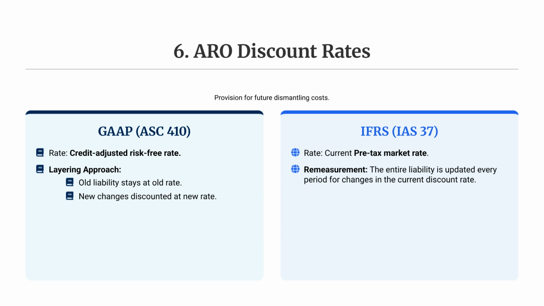Finally, for asset retirement obligations or cleanup costs, IFRS remeasures the liability every period using the current interest rate. The whole liability changes. US GAAP uses a layering approach. The old liability keeps the old interest rate. Only new liabilities get the new rate. It is more complex to track, but it avoids volatility from interest rate shifts.